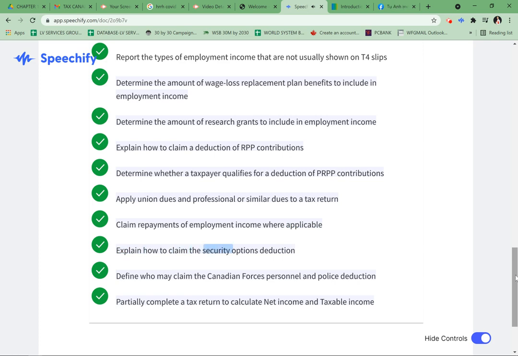Explain how to claim the security options deduction. Define who may claim the Canadian Forces personnel and police deduction. Partially complete a tax return to calculate net income and taxable income.